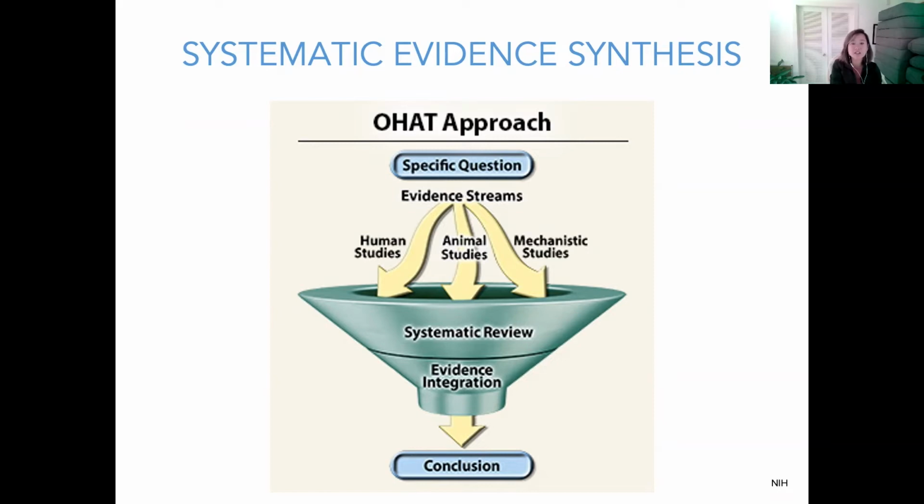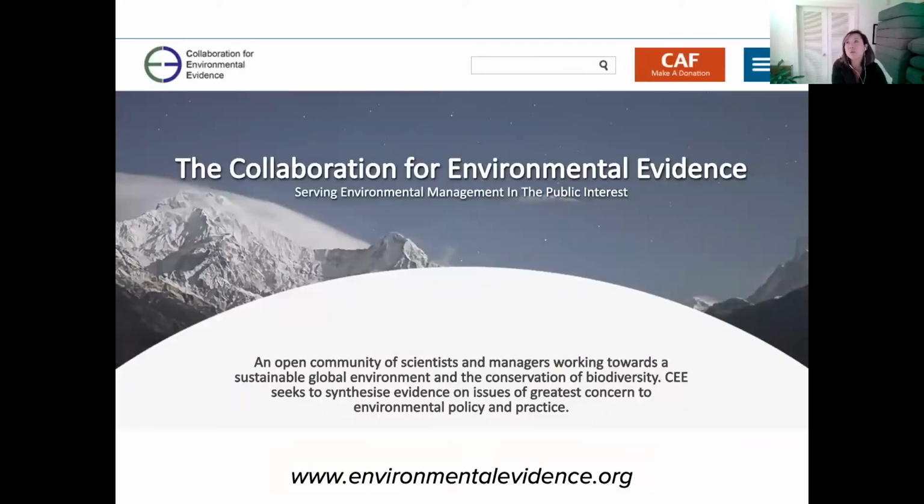impact and effectiveness. And while systematic evidence syntheses have become a standard of practice in medical fields and in public health, and increasingly in social sectors, they're relatively new in the environmental sector. They really only just picked up over the past decade or so.